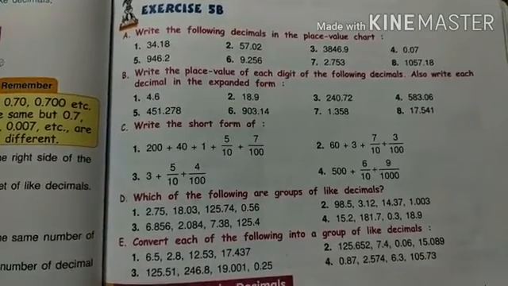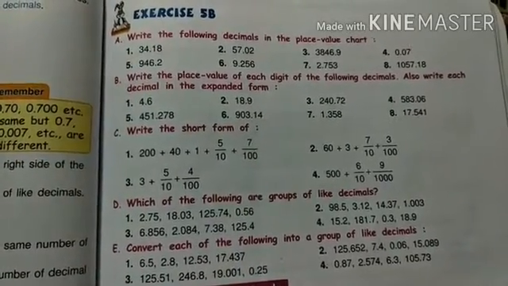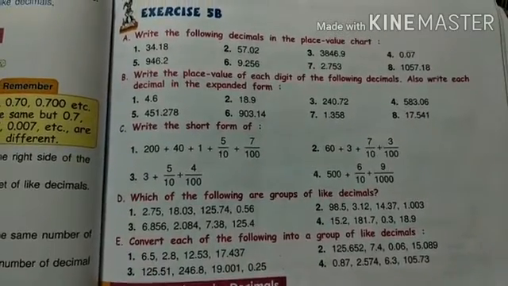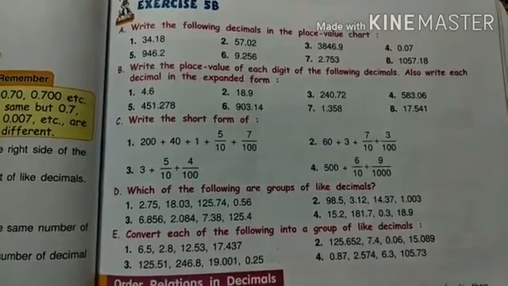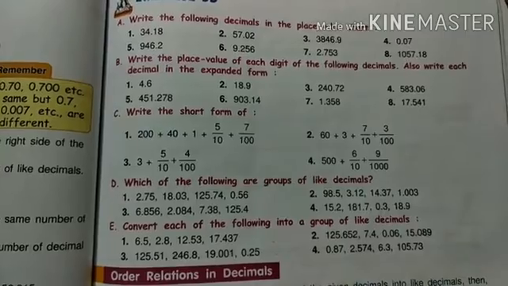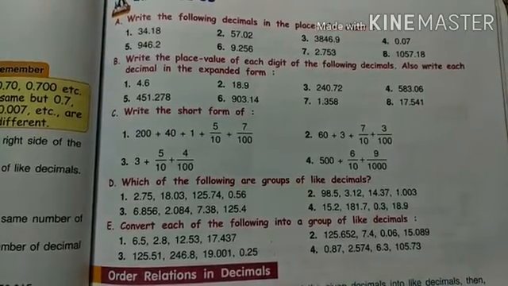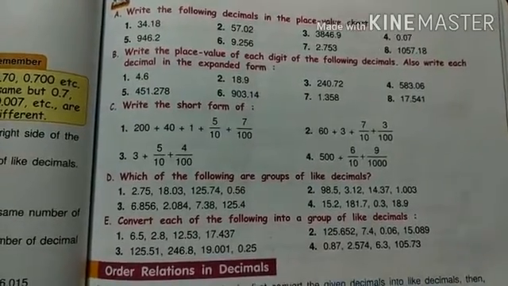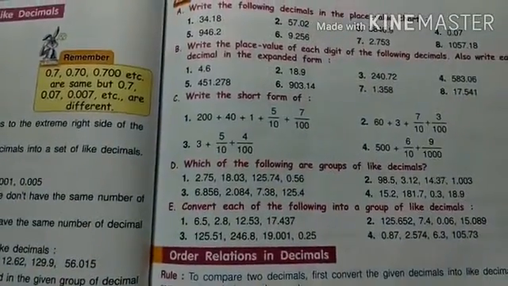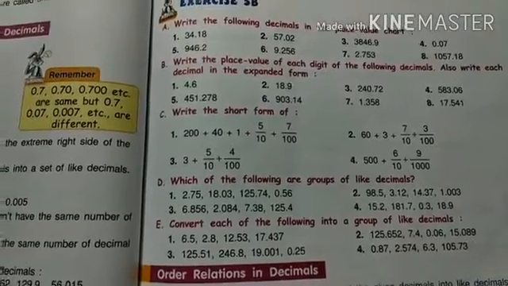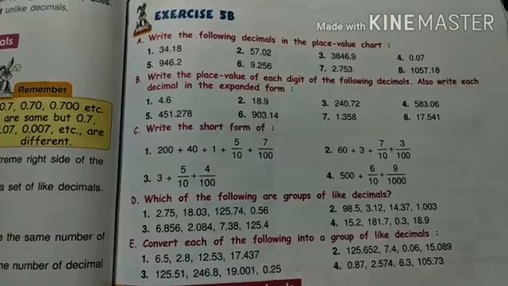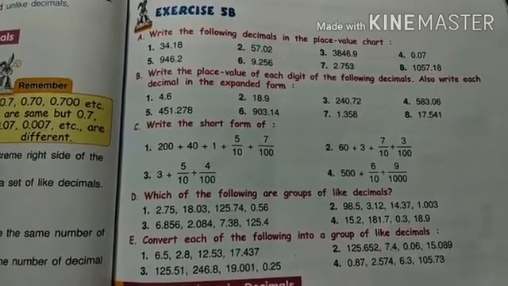Exercise 5B. Write the following decimals in the place value chart. In this exercise, we are going to learn about the place value chart, the expanded form, the group of like decimals, about like and unlike decimals, and conversion of unlike decimals into like decimals. So first, number A, write the following decimals in the place value chart.